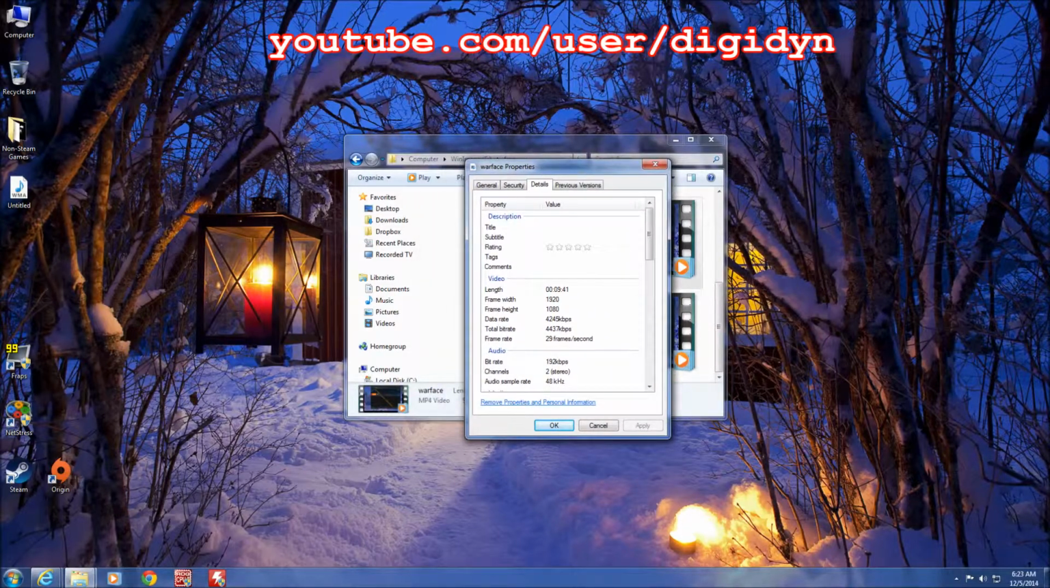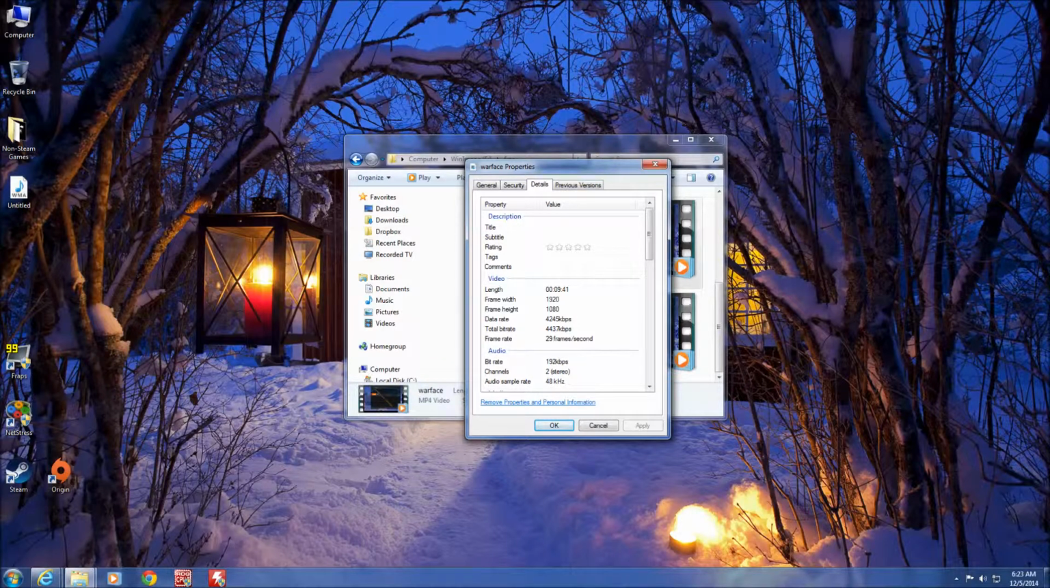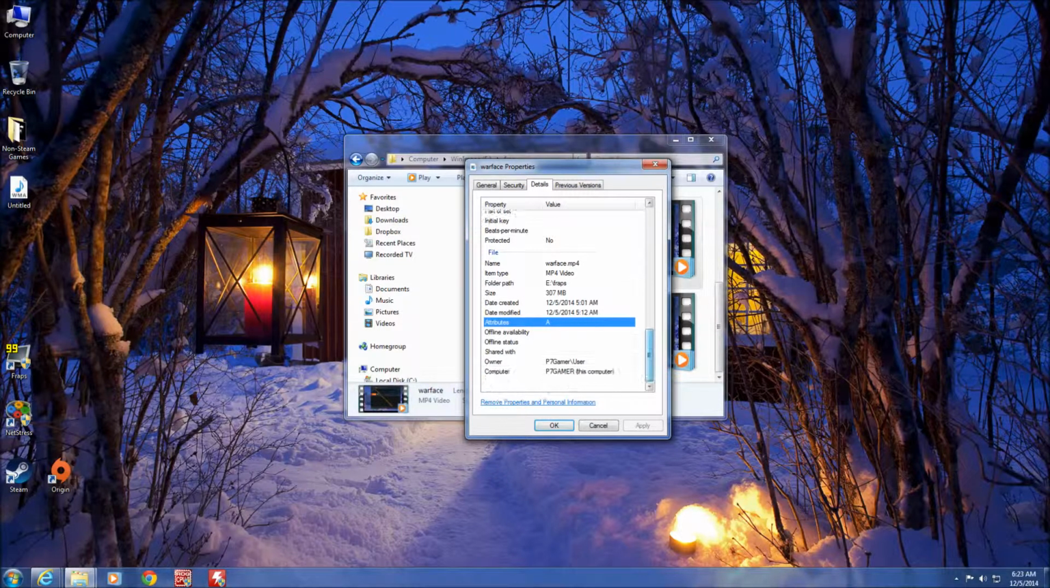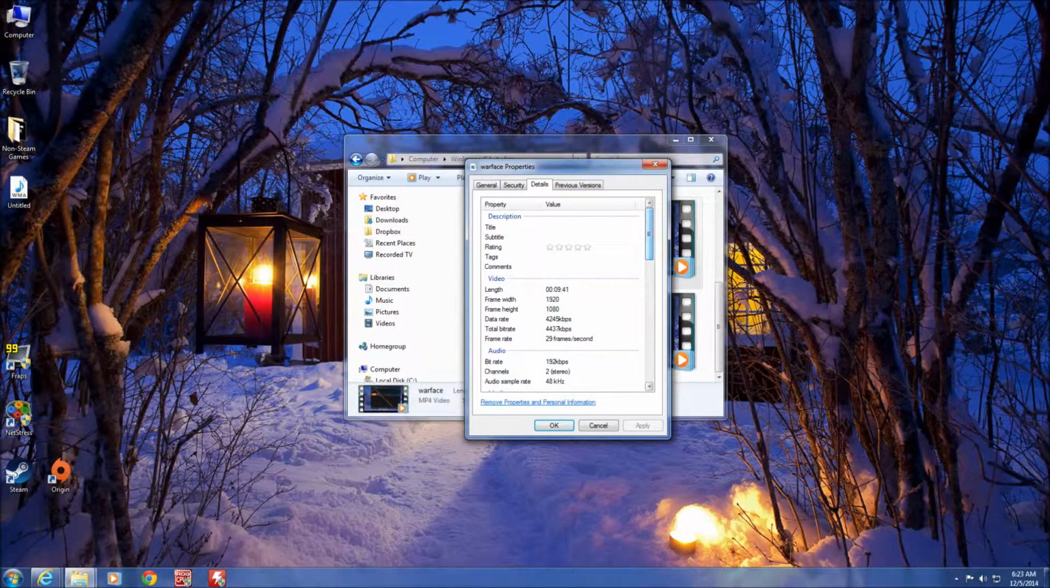One of the things we notice here is that it's under 10 minutes, 1920 by 1080, 29 frames per second, 192K audio and stereo, 48 kilohertz. And that's fine. And it's an MP4 video, as you can see there. What is different here is the data rate. This data rate is 4245 kilobits, so that's about a 5K rate.